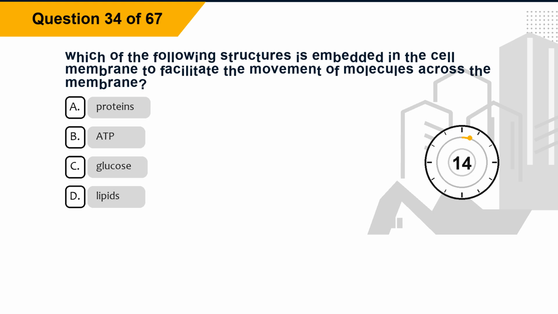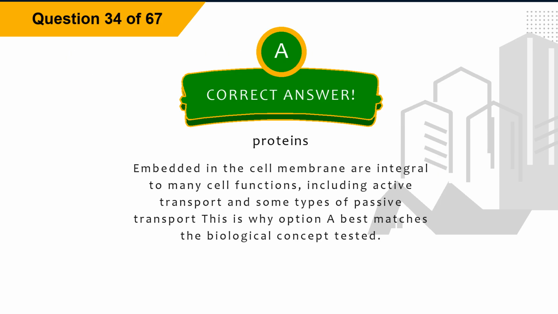Question 34. Which of the following structures is embedded in the cell membrane to facilitate the movement of molecules across the membrane? Option A, proteins. Option B, ADP. Option C, glucose. Option D, lipids. The correct answer is option A, proteins. Explanation. Proteins embedded in the cell membrane are integral to many cell functions, including active transport and some types of passive transport. This is why option A best matches the biological concept tested.